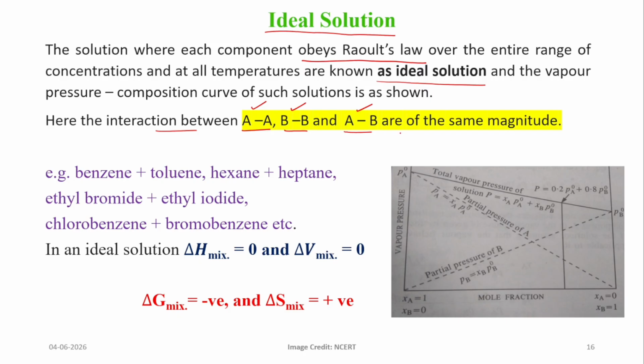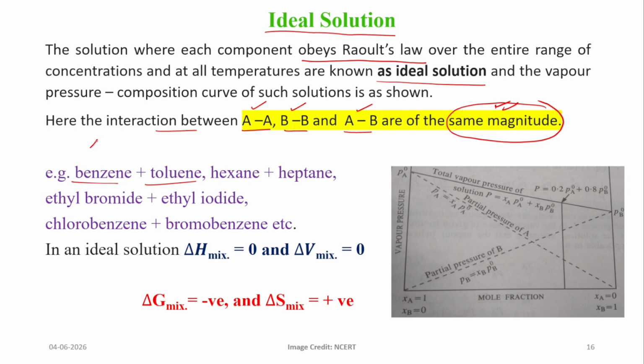That means these three interactions are of same magnitude. This part is very important. So since all these are of same magnitude, that is why they are called ideal solution. They do not deviate from their ideal path. So there are various examples.